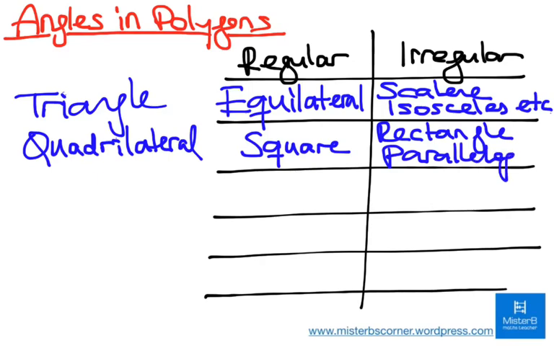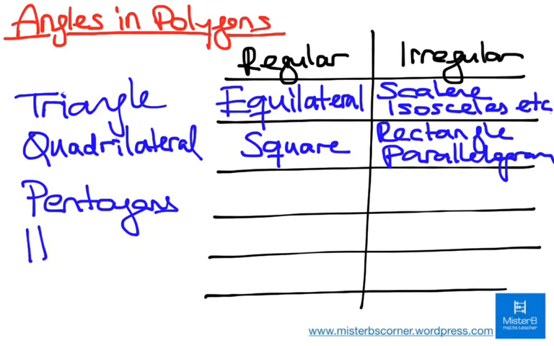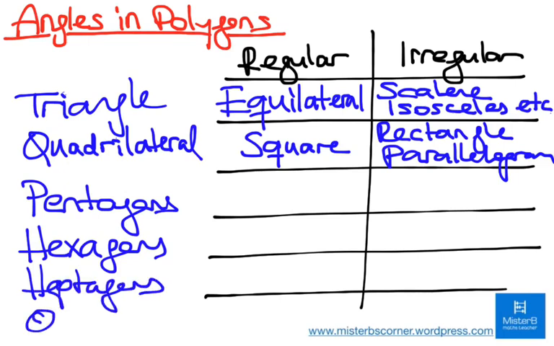Now, we do not have special names when it comes to two-dimensional shapes with more sides, like we have those pentagons with 5 sides, hexagons with 6 sides, and it goes on like that, heptagons and octagons and so forth. What happens is that we just say this is a regular pentagon or this is an irregular heptagon and such.